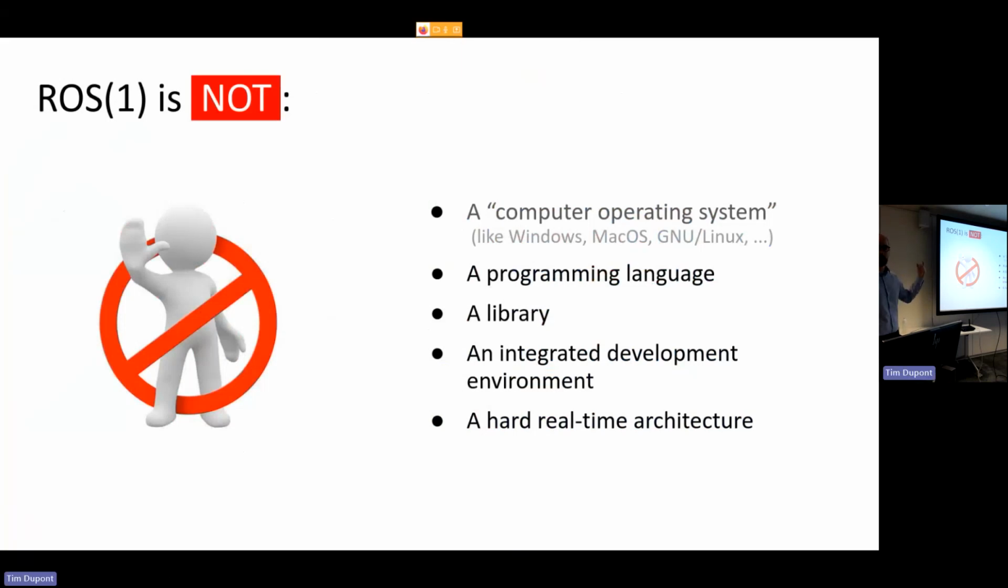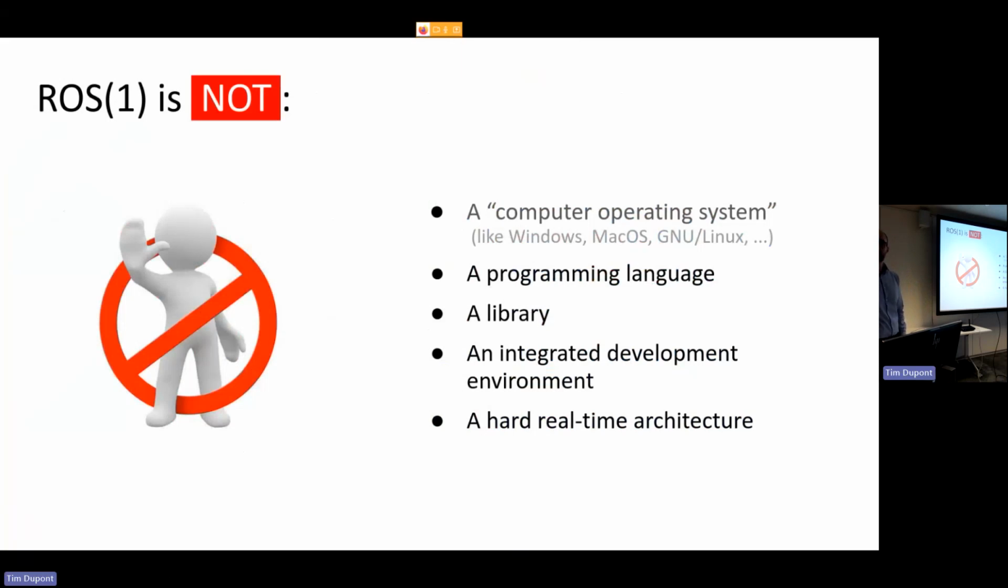It doesn't have a standard IDE, or integrated development environment. You can use whatever editor you want. Today we're going to use Visual Studio Code, but if you want to use something else, we have internet access and you can install whatever you want. Also, ROS1 doesn't have a hard real-time architecture. There are some libraries you can use in ROS1 to make it hard real-time, and ROS2 is better on that front.